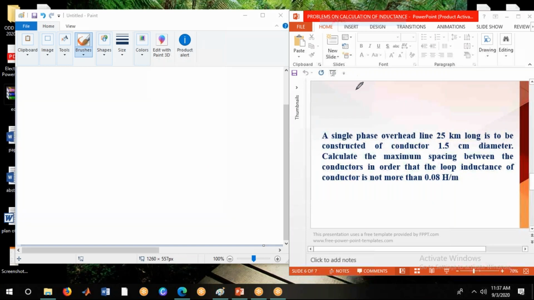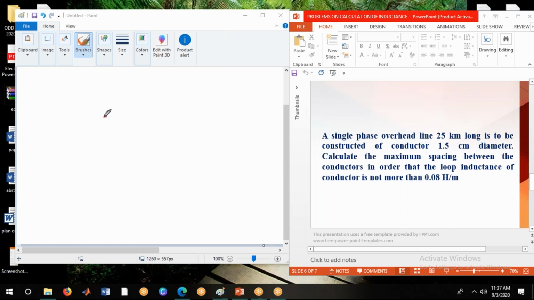See here, a single phase overhead line is 25 kilometer long. It is to be constructed of conductor 1.5 centimeter diameter. Calculate the maximum spacing between the conductors in order that the loop inductance of a conductor is not more than 0.05 henries per meter. They have given that a single phase overhead line, its length is 25 kilometer, is to be constructed of conductor 1.5 centimeter diameter.